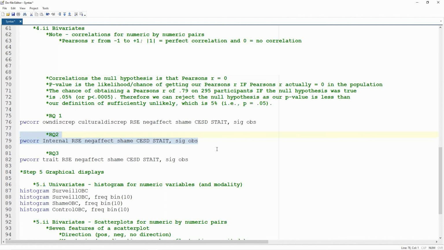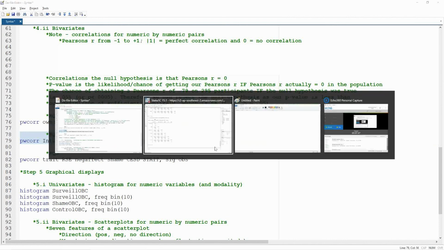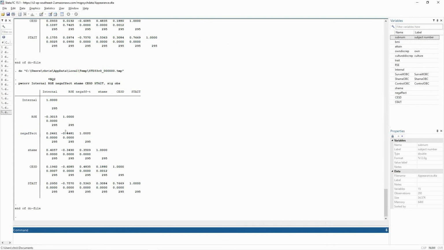So research question 2, looking at internalization with our well-being variables. I can see self-esteem has a weak negative relationship that's significant. And then all of my others, if I just look down here, all of my p-values are less than 0.05, and they're all in a positive direction with internalization, and they're all a weak relationship, except for shame with 0.4.